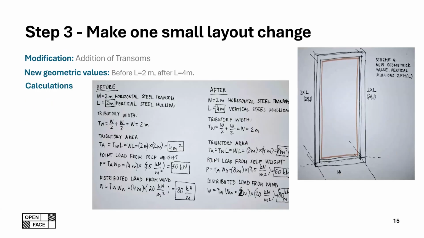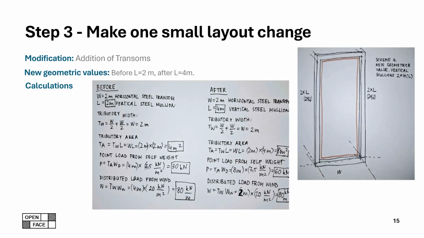And here we see a full step 3. We see the student clearly shows the geometric modification, which is basically doubling the mullion height. And they have also identified the new geometric values, the before and after. And they correctly analyze how these changes affect the behavior of the facade. They correctly identify that the tributary width stays the same and the wind pressure doesn't change, but what changes is the bending and deflection of the mullion because of the taller span.